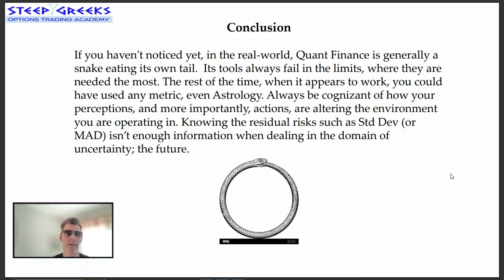So you got to always be cognizant of how your perceptions, and more importantly, your actions, are altering the environment you're operating in. Knowing the residual risks, such as standard deviation or MAD, it's not enough information when dealing in the domain of uncertainty. The future is always uncertain. We don't know the distribution of the future. We have to make inferences, probabilistic inferences. That's why using residual or historical or backward-looking linear stochastic modeling is just going to put you in the wrong place at the wrong time.